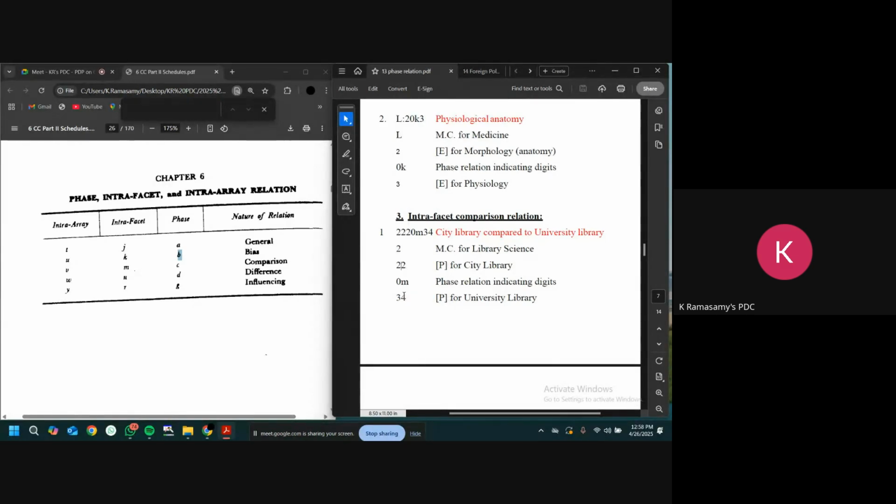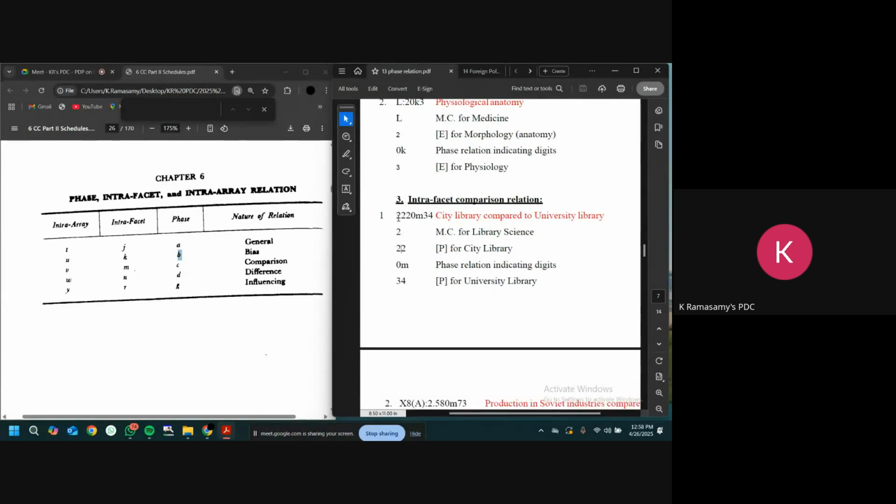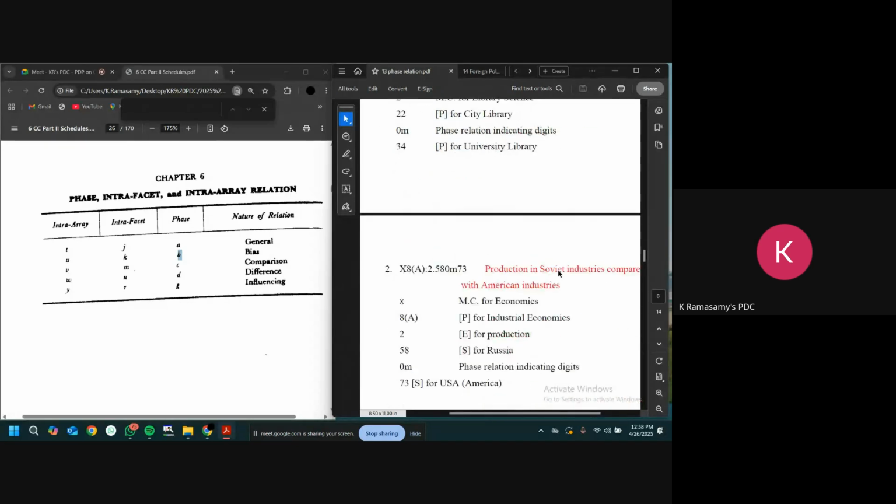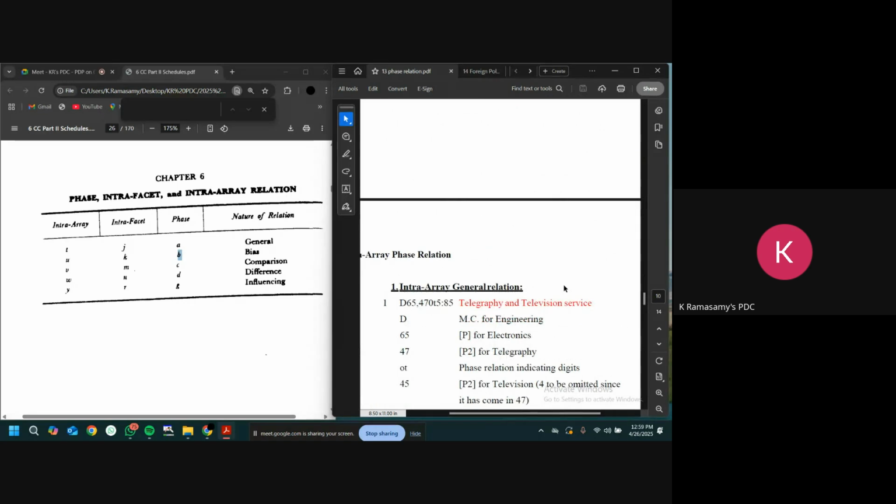When they are sitting in 2 different benches, we go for intra-facet phase relation. So what is the number here? 2 is the main class number for library science, and 2, 2 is the number for city library. Then comes 0, which stands for the connecting symbol. We are comparing, so what is the comparison symbol? M. M stands for intra-facet comparison relation, followed by 34, university library. So first phase, second phase, and in between one connecting symbol and one relation symbol, which is taken from chapter 6. Okay, let me move on to one more example to show you intra-array phase relation.